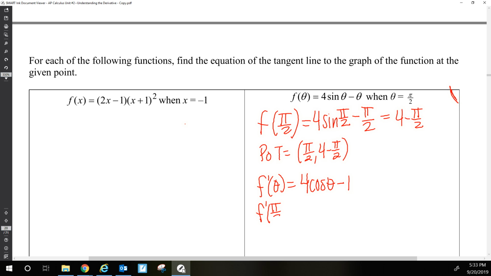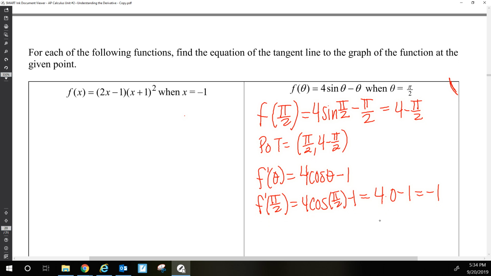All right, and then to find the slope at pi over 2, we're going to put in pi over 2 into the derivative. We get 4 cosine pi over 2 minus 1. Well, cosine at pi over 2 is 0. That's your x value at pi over 2. So I have 4 times 0 minus 1, which is -1.